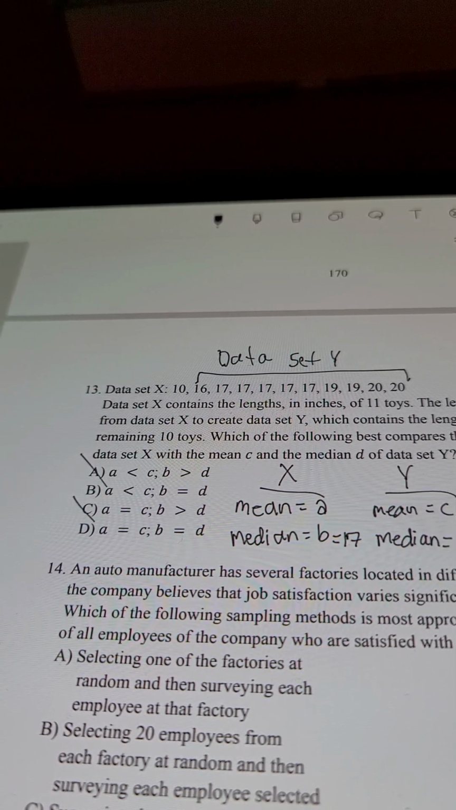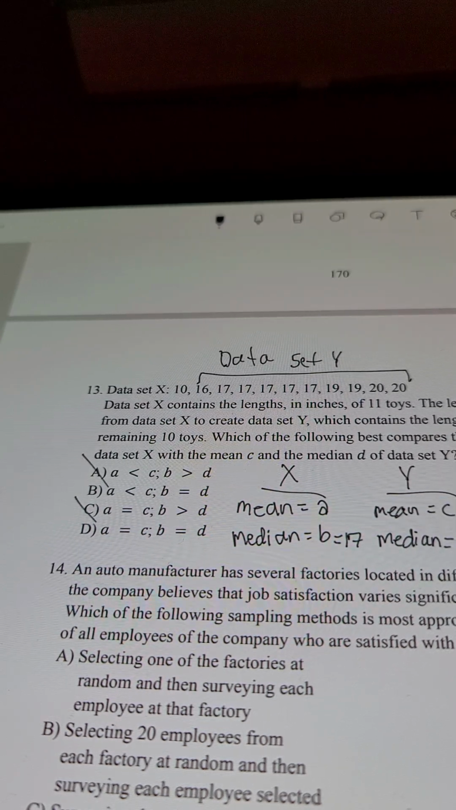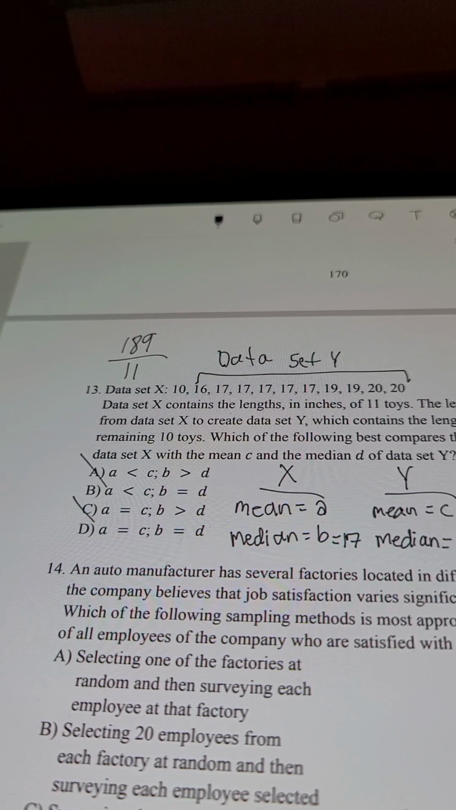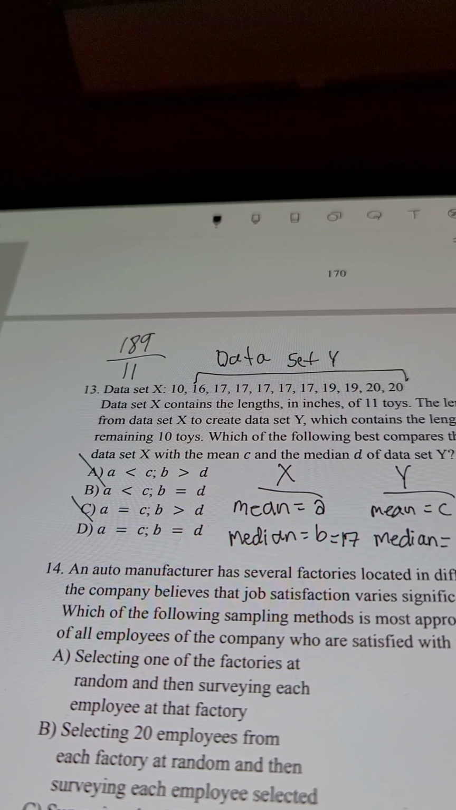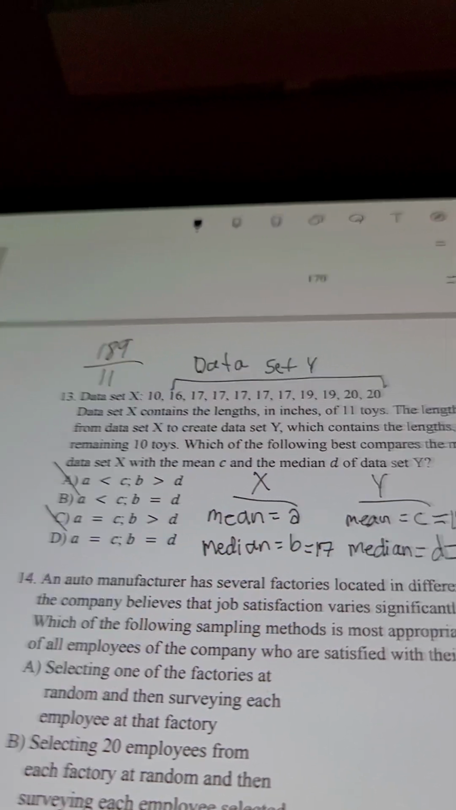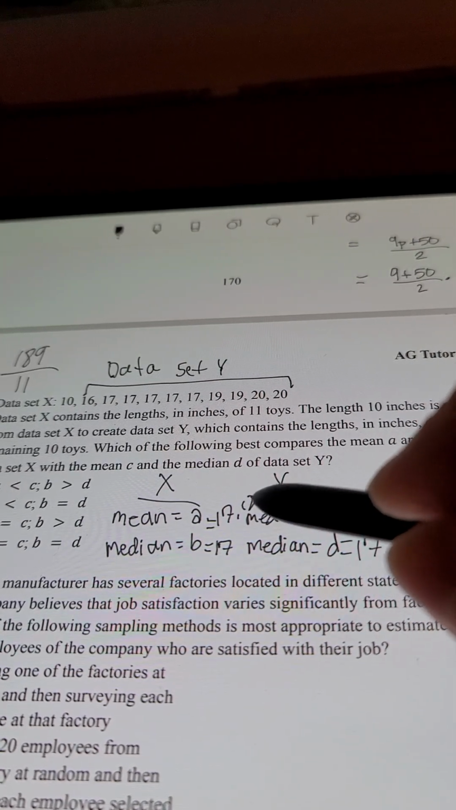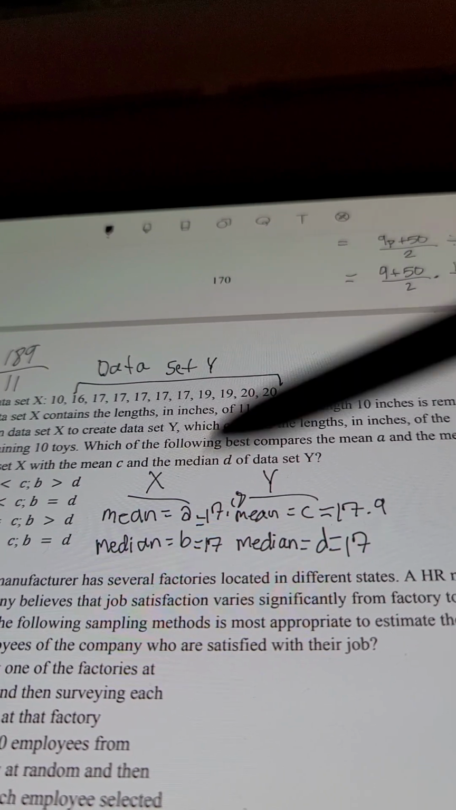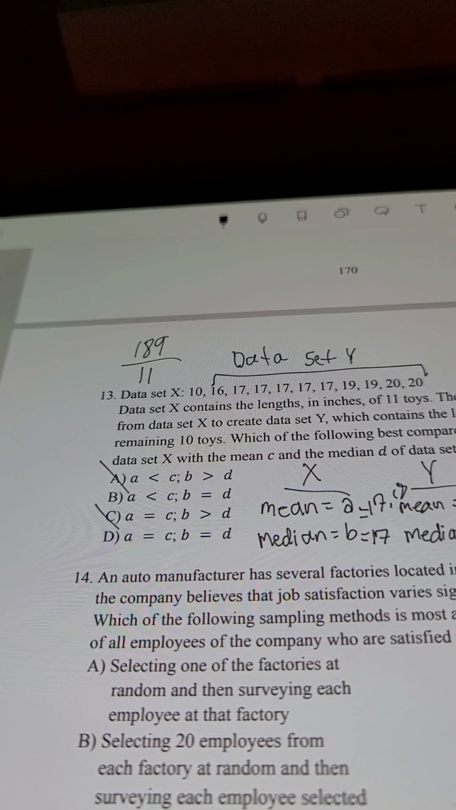Now let's find the mean for dataset X. We know from what we did previously that all of these numbers add up to 179. Now we just have to add a 10 to it to get the sum for dataset X. So that would be 189 divided by the 11 numbers in the list. When you do 189 divided by 11, you get 17.181818, repeating. So basically 17.18. So that's what A is equal to. So obviously C is greater than A. So we need to pick the choice that says that. So it would be answer choice B.